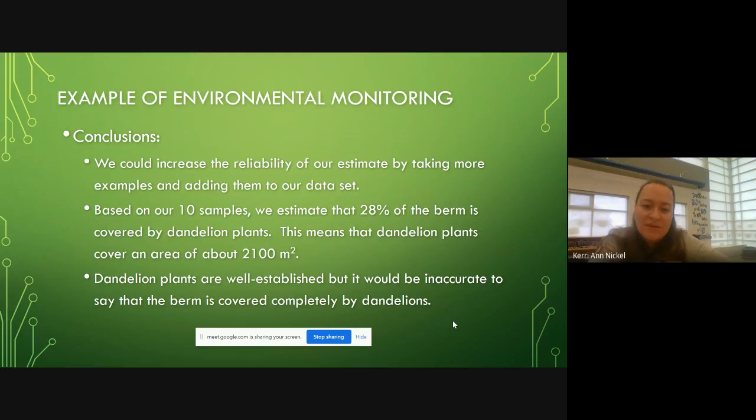Now, based on our 10 samples, we estimate that about 28% of the berm is covered by dandelion plants. So this means that dandelion plants cover an area of about 2,100 meters squared. So again, this is just a place to restate the findings from our study. Now, dandelion plants are well established, but we realized it would be inaccurate to say that the berm is covered completely by dandelions. Now we know that that's not true.